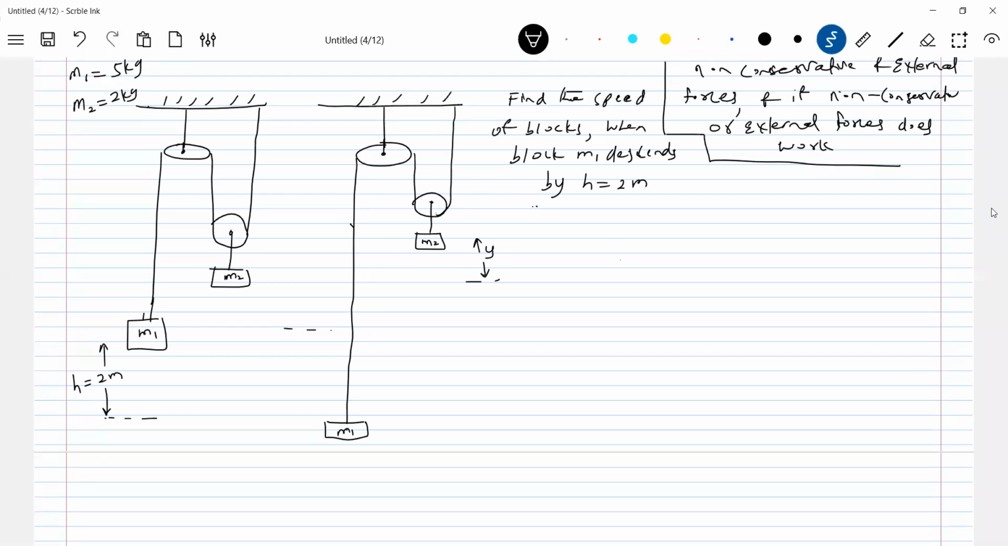Come for this one. Okay, let's analyze the problem first. What are the forces that are acting? The weight M1G. Here, the tension T. This will be T. 2T. And this is the weight M2G. Now, all do work. The weight, tension, everything. So can we apply conservation of mechanical energy? Meanwhile, you think.